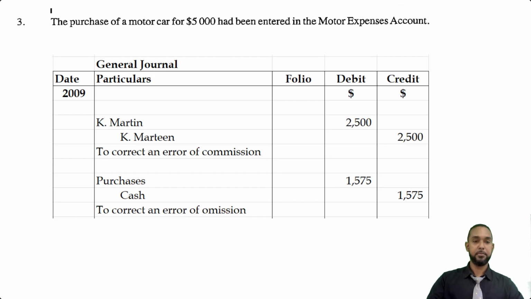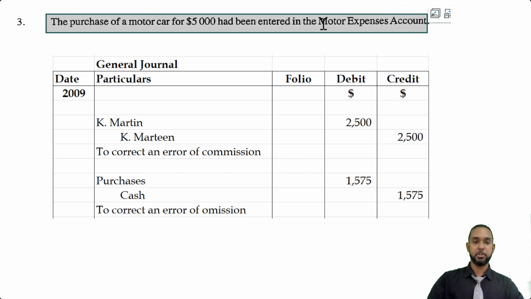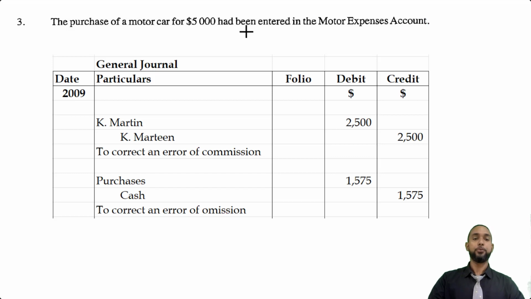Okay, item 3. The purchase of a motor car for $5,000 had been entered in the motor expenses account. No. If you buy a motor car, that's an asset. You will debit the assets account. The motor expenses account is like when you pay for repairs and these things. That's not an asset account. That's an expense account. So we put this in the wrong class of account. That's an error of principle.